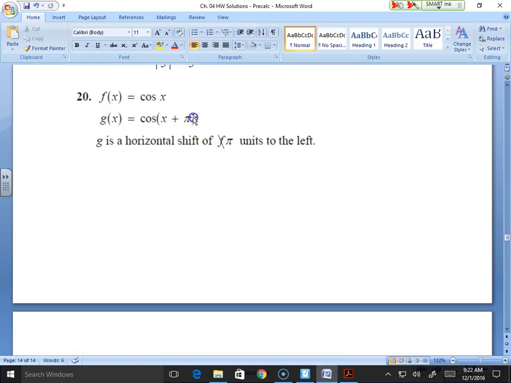This is a horizontal shift. The initial point shifts, and when there's a plus, which way are we going? Left. And guys, I don't even know why that F is there. I think I put a line through it. That's a typo. Ignore him. It's just shift pi units left. Or you can say the initial point is at negative pi. You could have put that also. The initial point is at negative pi.